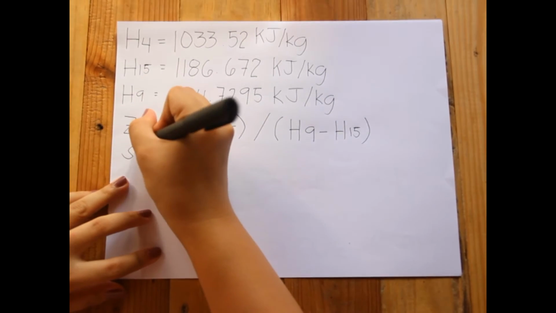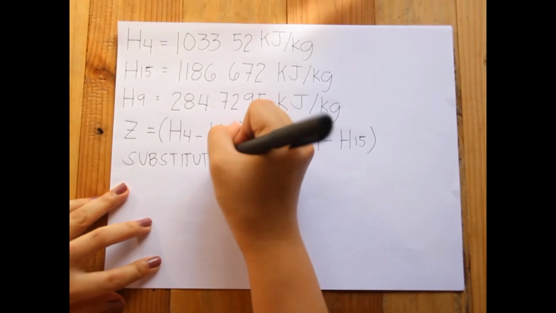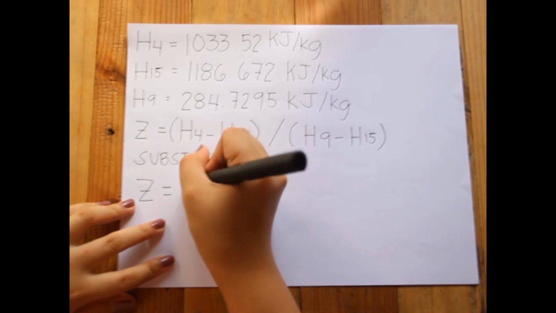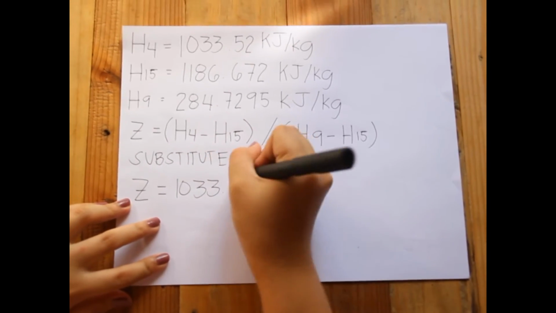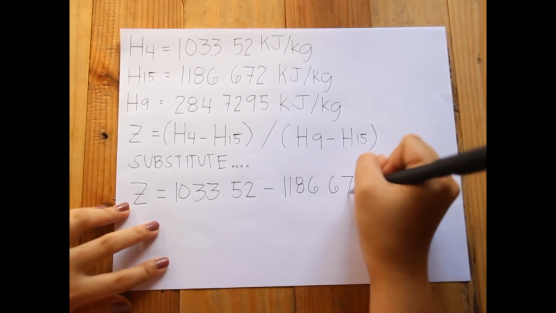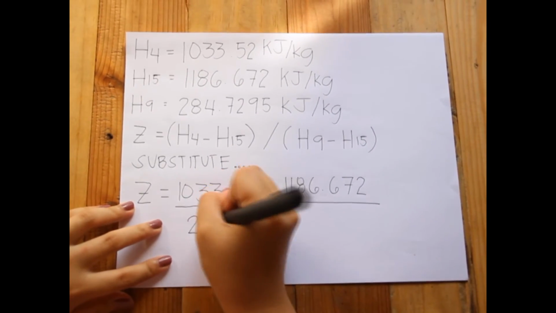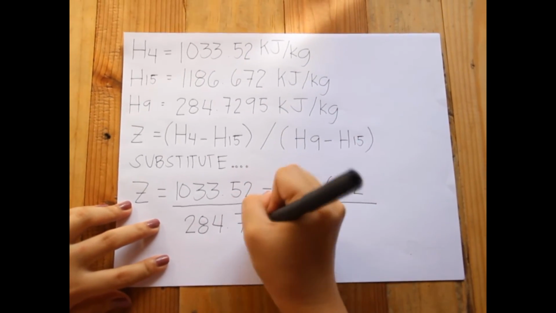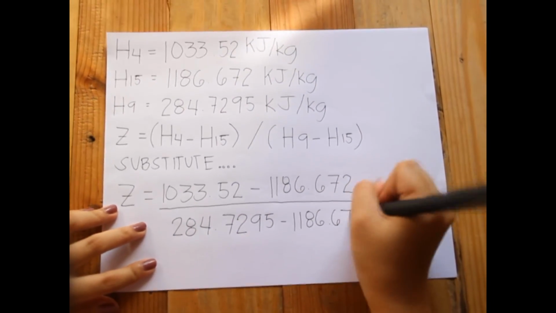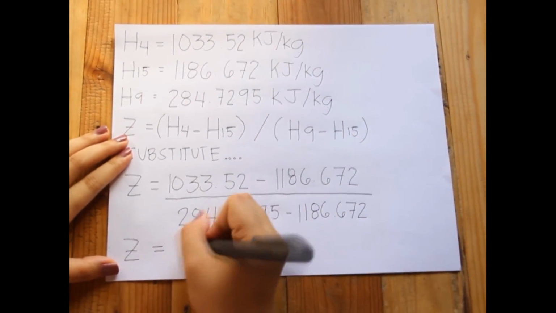Since we already have the values of H4, H15, and H9, we can now substitute these values into the equation and solve for the value of Z. Z is equal to 1033.52 minus 1186.672 all over 284.7295 minus 1186.672, and the final answer is Z is equal to 0.17.